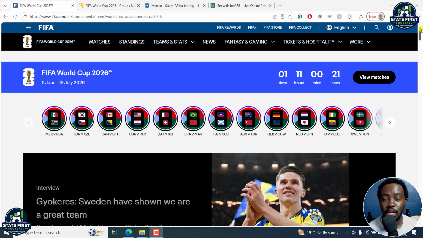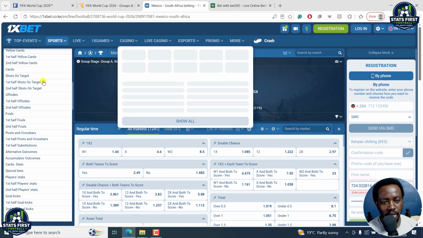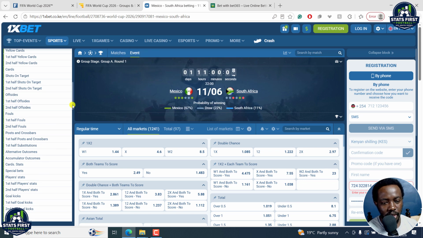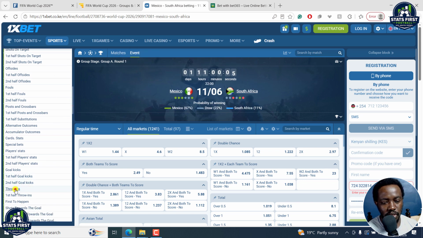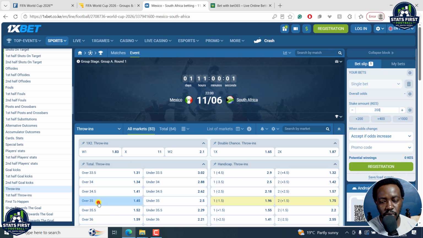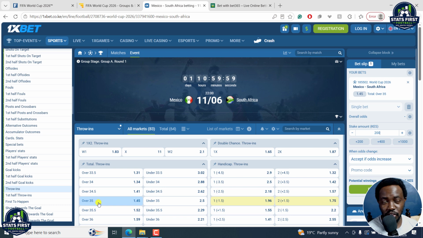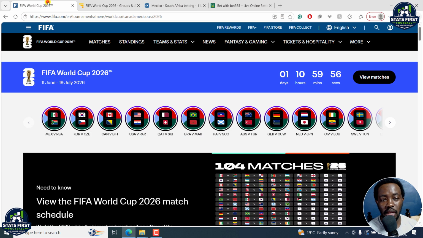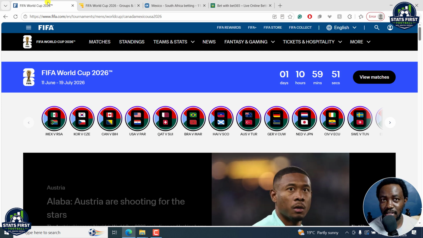Number 1 is that throw-ins must be taken quickly, and one of the markets that will be affected is the throw-ins market. Some of the sites that do have a throw-ins market is something like 1xbet right here. So you can choose whatever odd that satisfies you to see if your predictions work out. But that is one of the markets that is going to be affected because there's a 5-second countdown. Now, please take a note of that.